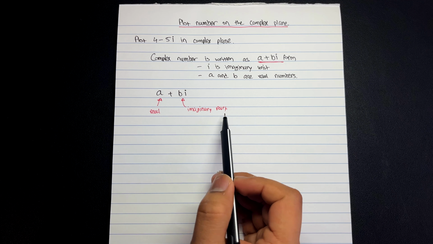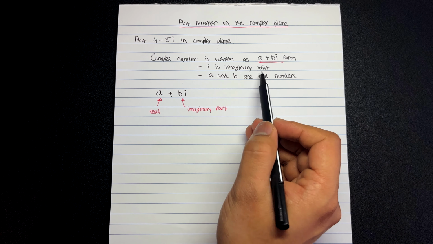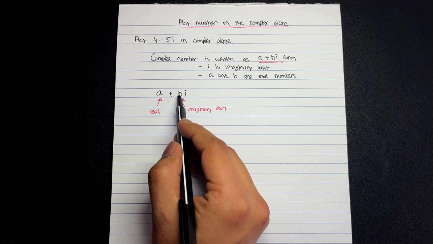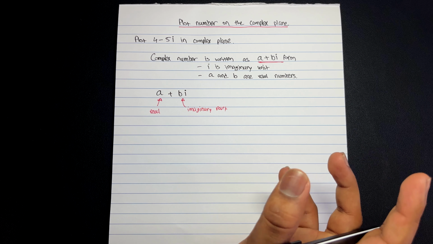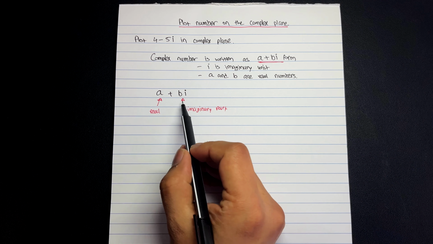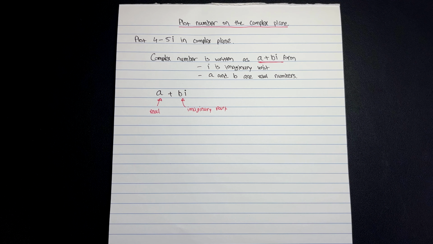And b is imaginary part because i is imaginary unit, right? So when you times b by i, the product will be imaginary unit. That's why we call this imaginary part. So to plot this, we'll need a graph first. So let me draw that here.